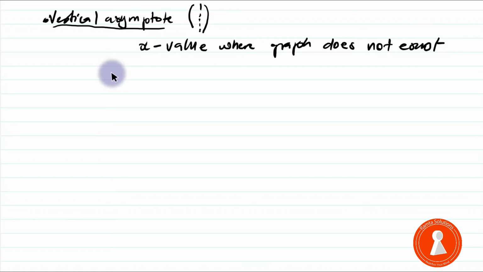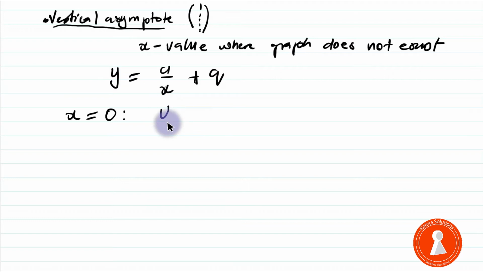Now check this out. We have y equals a over x plus q. I want you to think of something here. If x is 0, tell me what you're getting. Let's see. y equals a over 0 plus q. You can never divide by 0, right? You can never divide by 0.